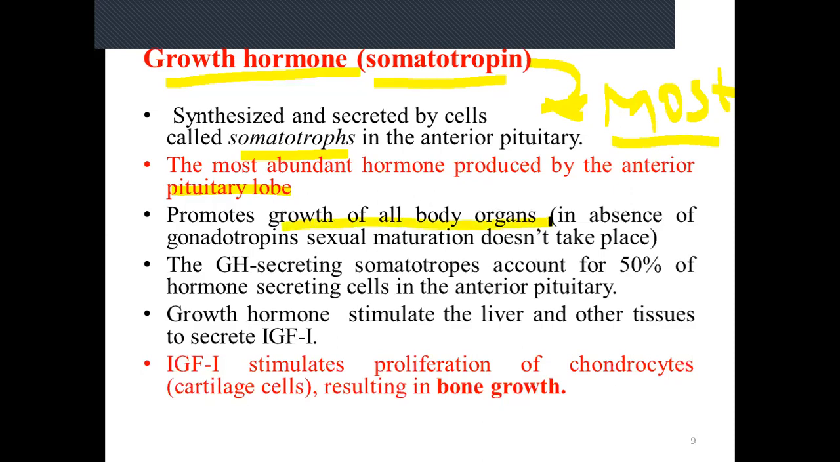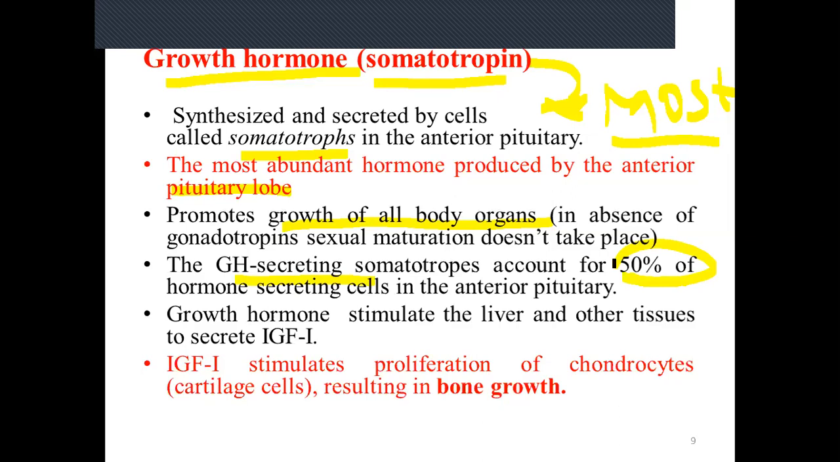Even in the absence of gonadotropin, growth is promoted, but sexual maturation does not take place. So it promotes growth of all body organs, but there is a need for gonadotropin for sexual maturation. The growth hormone-secreting somatotropes account for about 50% of the hormone secreted by the anterior pituitary gland. That is why it is the most abundant.